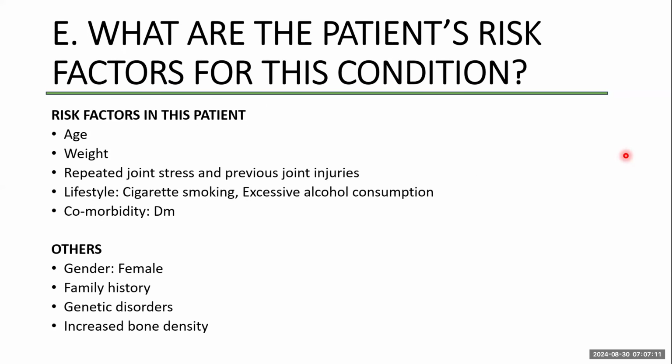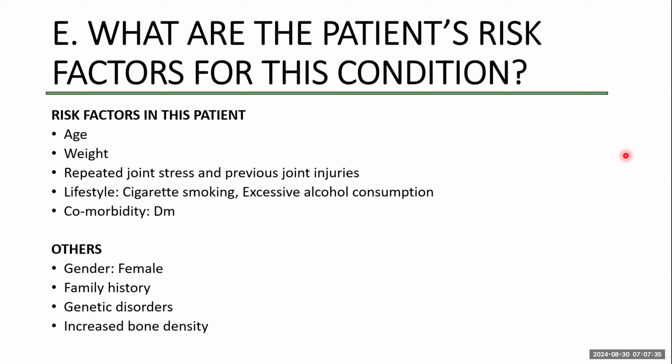So what are the patient's risk factors for this condition? As said before, the risk factors in this patient include age, increasing age, and the weight. We don't have the BMI, but definitely the weight is 95 kg. It looks a bit high. We don't know the height. Repeated joint stress and previous joint injuries is also a possibility.